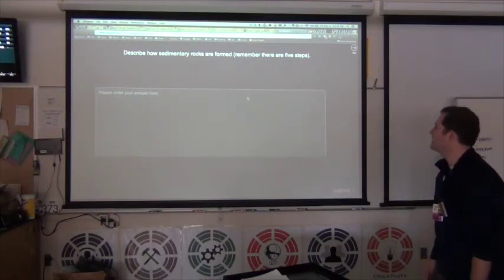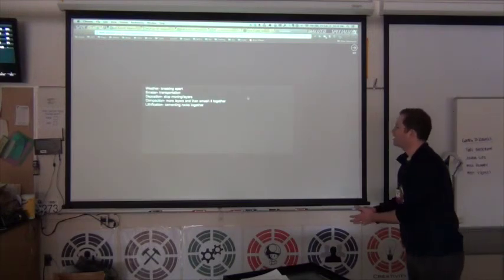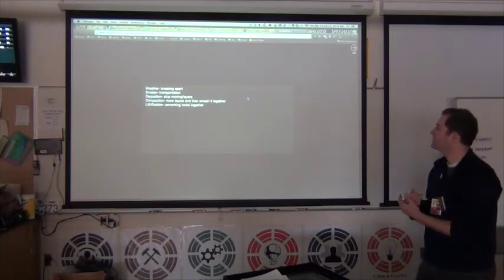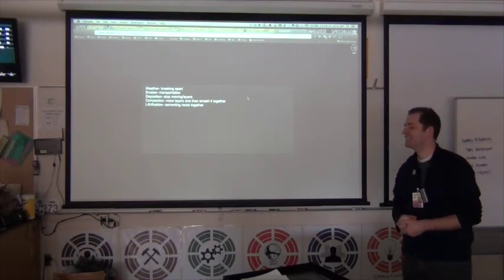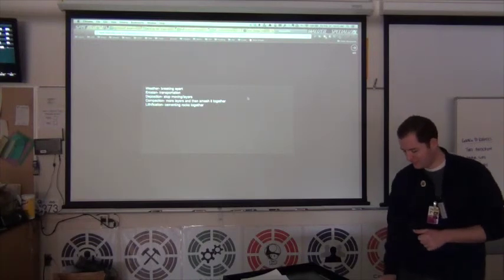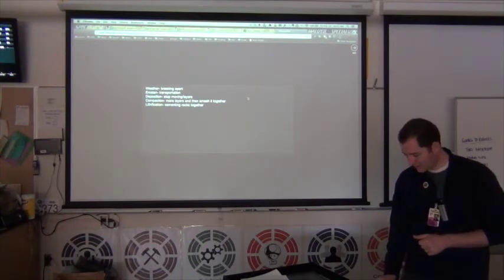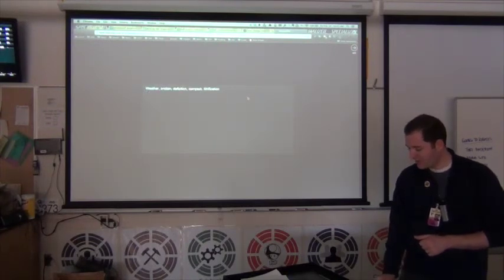Okay, let's look at this one. Okay, weathering, breaking apart, erosion, transporting, deposition, stop moving in layers, compaction, more layers and smash together, liquefaction, cementing rocks together. Awesome. Okay, weathering, erosion, deposition, compaction, and liquefaction.